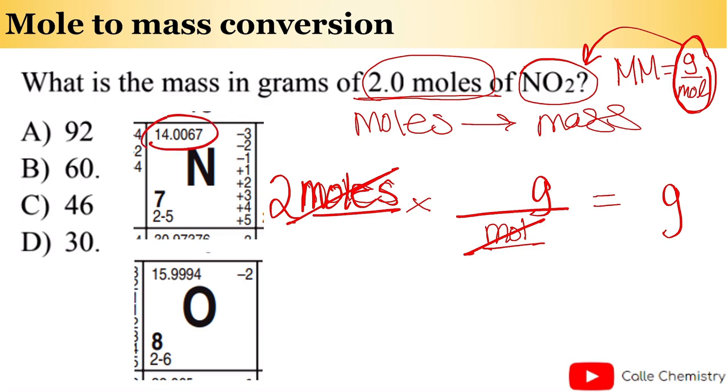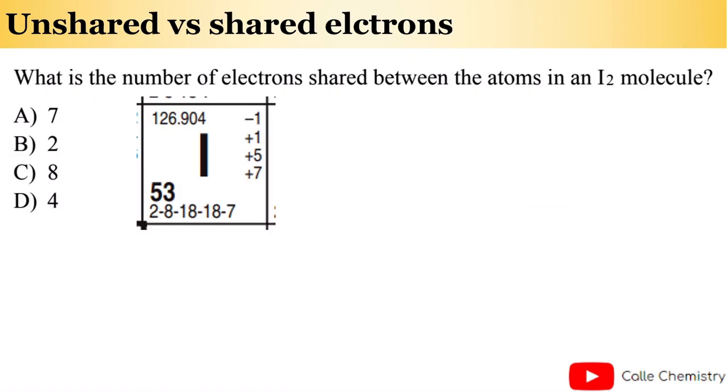Well, I'm going to do 14, and then I'm going to do plus 16, plus another 16 because I have 2 oxygen, and I'm going to put that here. Multiply that out, and I will get my answer. Let's go to the next one.